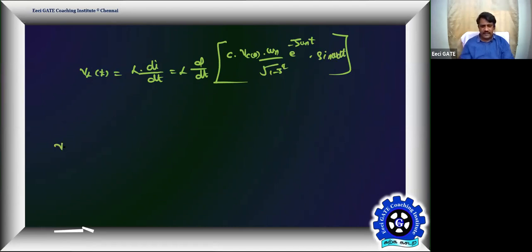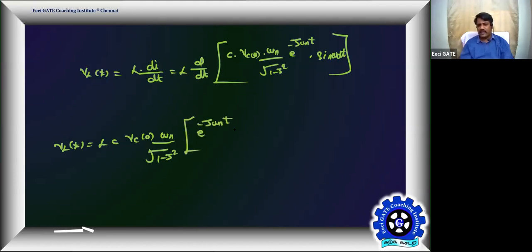Then differentiating this, VL of t will become L into, as differentiated. C into Vc of 0 will be constant. Omega n will be constant. Root of 1 minus zeta square will be constant out of differentiation. None of them are functions of time. And then the result is e power minus zeta omega nt, sin omega dt differentiation gives cos omega dt into omega d. Then plus sin omega dt kept constant, differentiate e power minus zeta omega nt, giving e power minus zeta omega nt into minus zeta omega n.